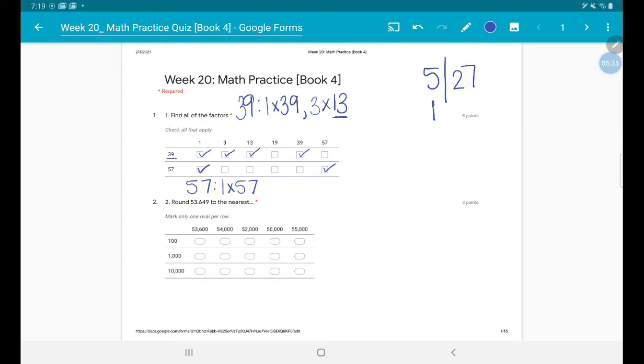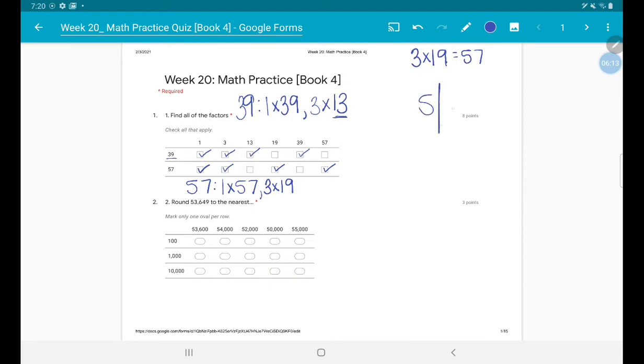So I'll move my 2 over to the ones place. Then I have 27 things to put into 3 equal groups. And I know that 9 times 3 is 27, so I would not have any left over. So 3 times 19 equals 57. I'll check those two options. So we'll go ahead and write that down. 3 times 19 is 57.